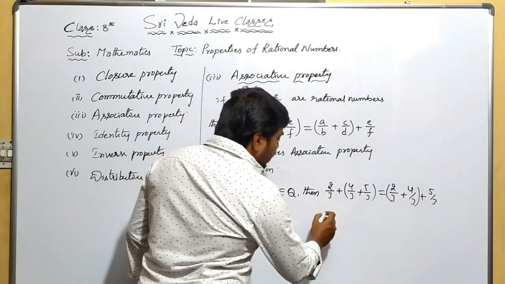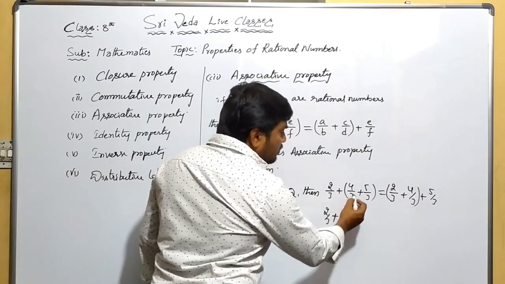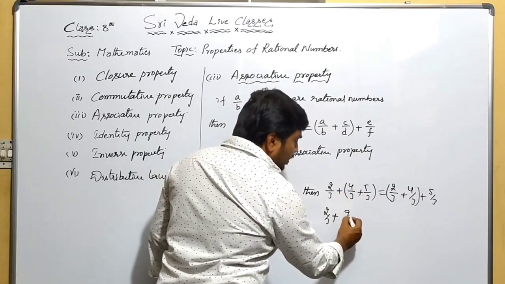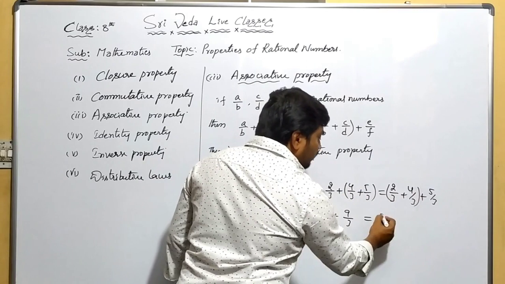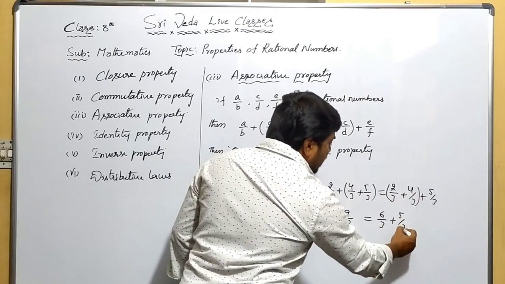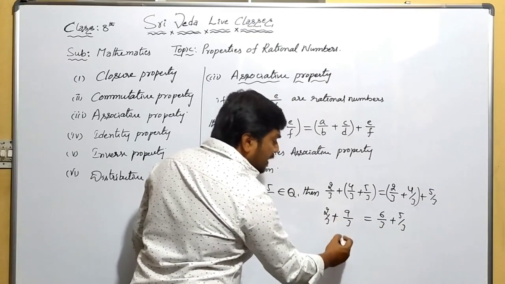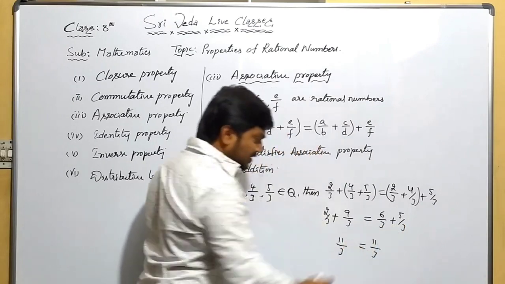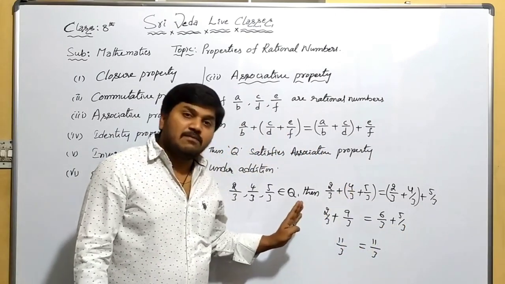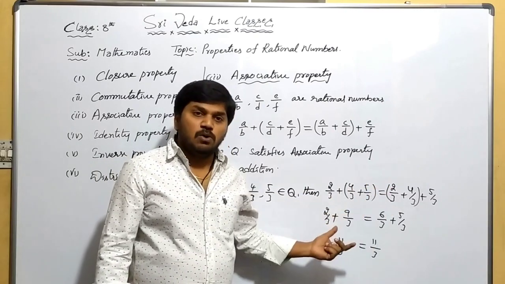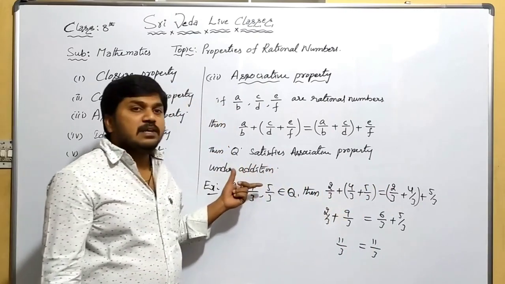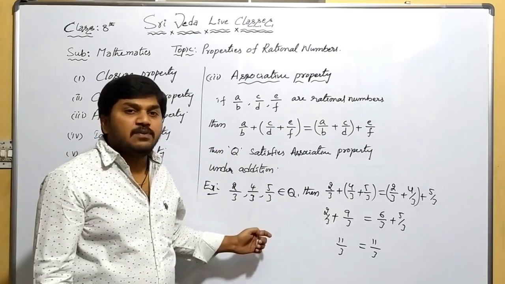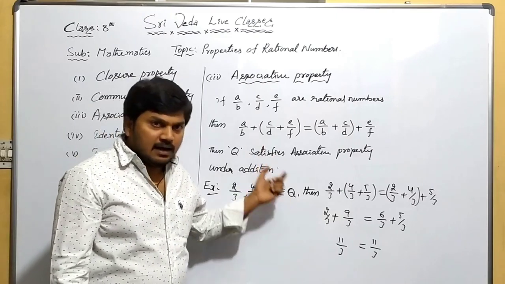So now what is that? 2 by 3 plus, here are same denominators, we can add the numerators. 4 plus 5, 9 by 3, equal to 2 plus 4, 6 by 3 plus 5 by 3. Now same denominators, so 2 plus 9 is 11 by 3, equal to 6 plus 5, 11 by 3. So LHS equals RHS. LHS means left hand side equal to right hand side. So we can say that it satisfies the associative property under addition. So rational numbers satisfy associative property under addition.